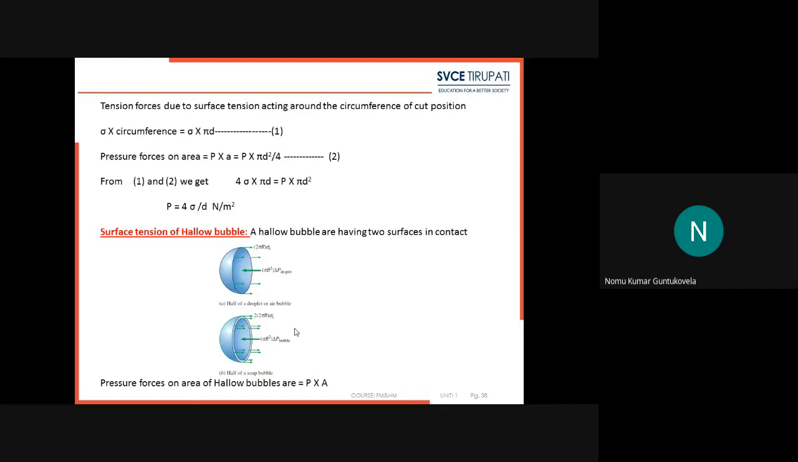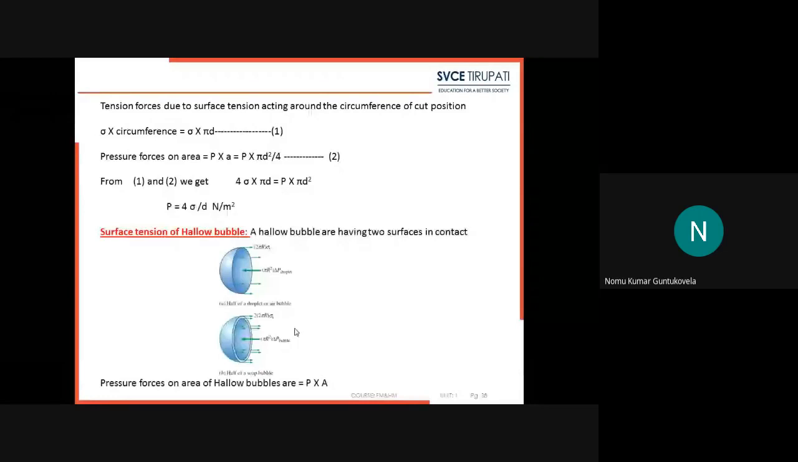Equating the first equation to the second, sigma into pi d equals P into pi d square by 4. Here pi d cancels and only d remains, so we get the formula P equals 4 sigma by D. So the surface tension of a liquid droplet gives P equals 4 sigma by D, in newton per meter square.